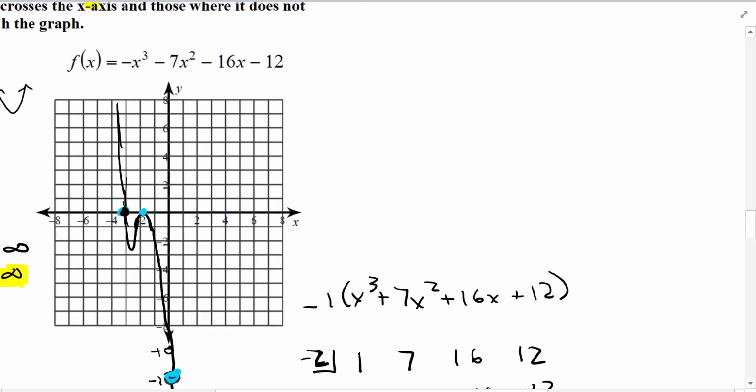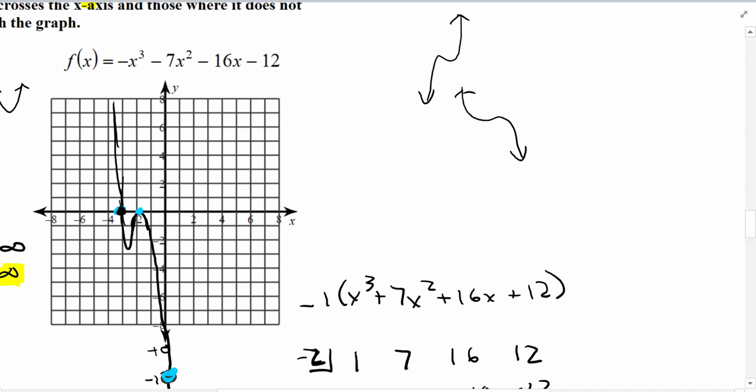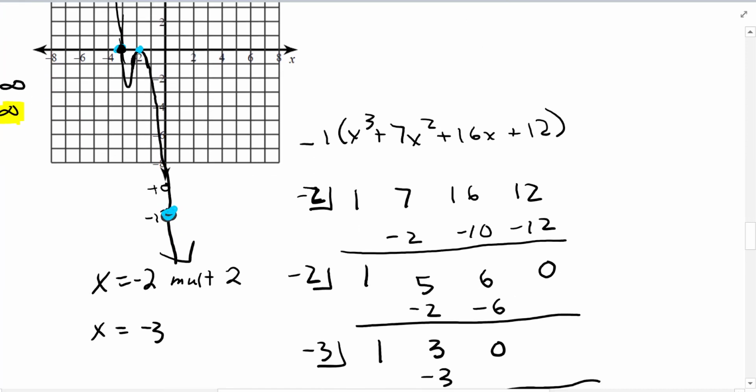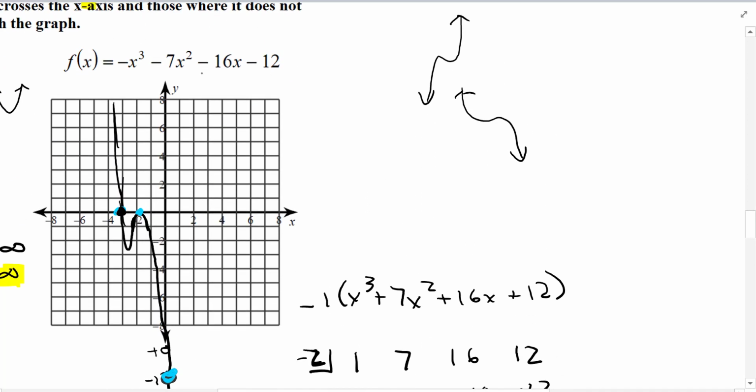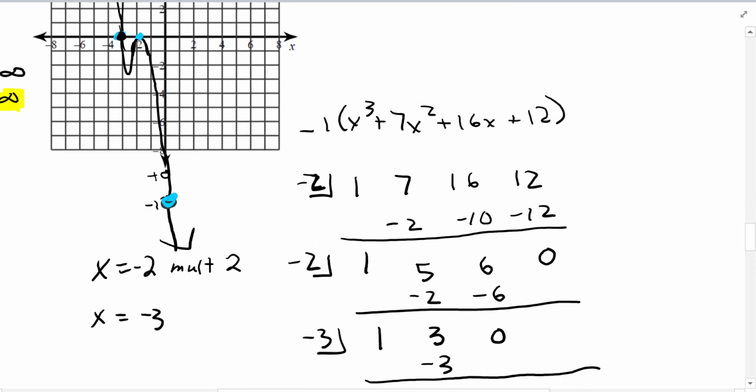All right, so let's look at this one. We have a negative cubic. So instead of a cubic that looks like this, we're going to have a cubic that looks like this. And I've already pre-sketched it. And so I factored out a -1. Then I turned it into synthetic division. A -2 works, a -2 works, and a -3 works.